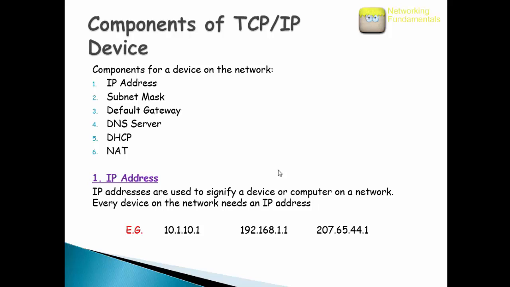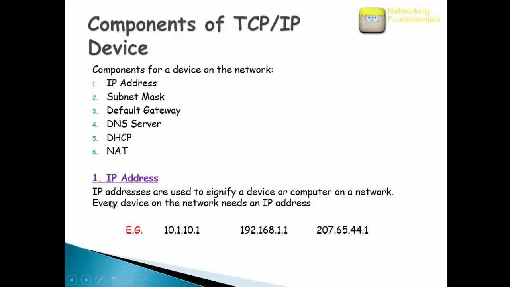So that's what these devices need, and by the device I mean a computer, a PDA, your mobile phone that's requesting stuff on it, etc. That's your device, and your device on the network needs at least all of these 1 to 4, okay, in order to be able to communicate out there. So let's look at the first one.